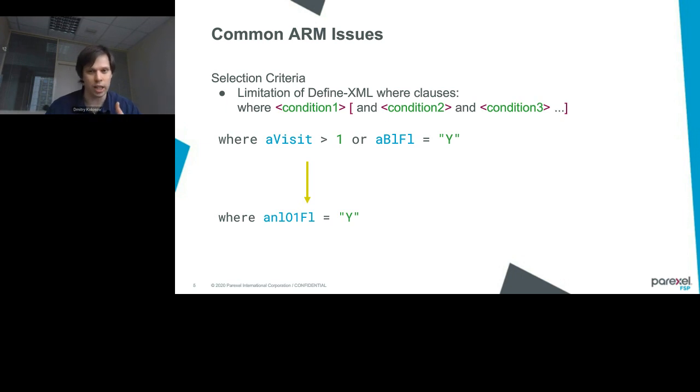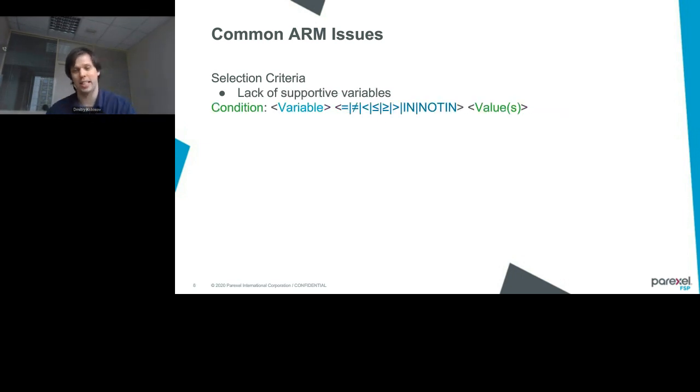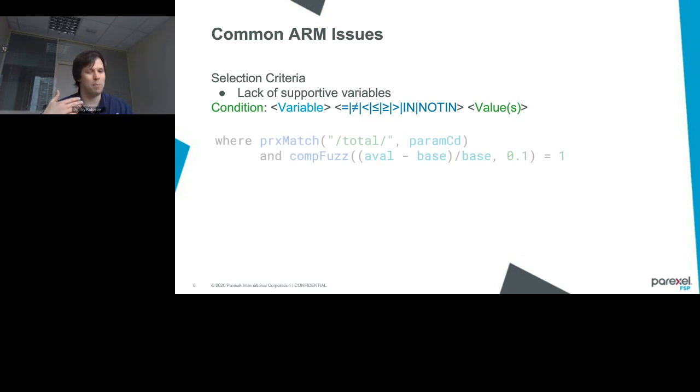And the next challenge, which is actually connected with the same selection criteria, is that the condition itself is rather trivial. So you have a variable, then you have a limited number of operators like equal, not equal, or in or not in, and then the values. So when we write our programs, sometimes we can use more complex structures.